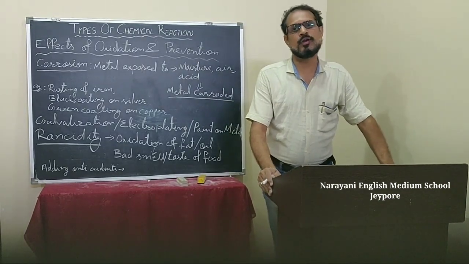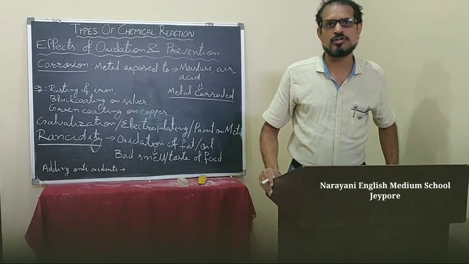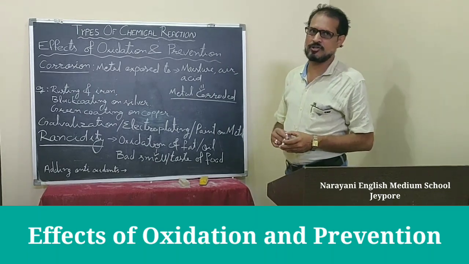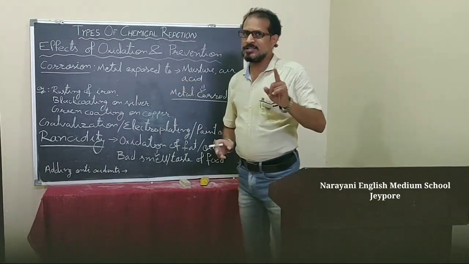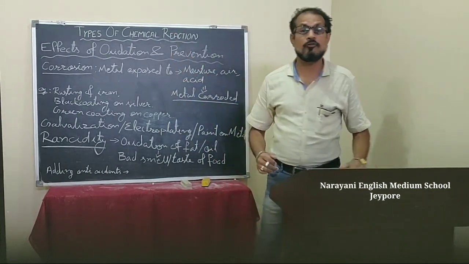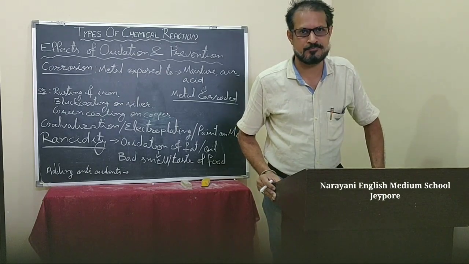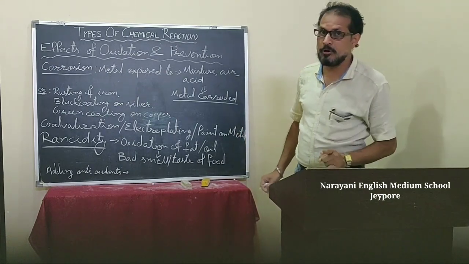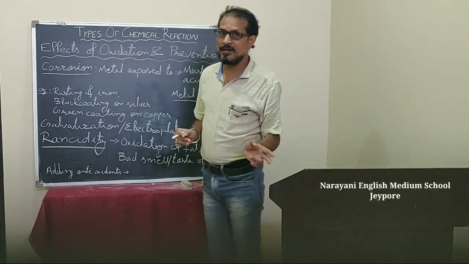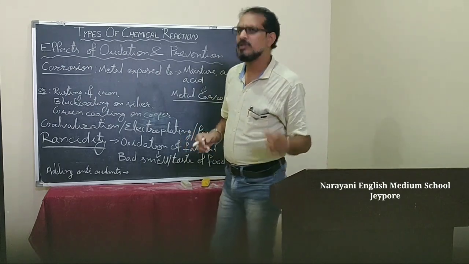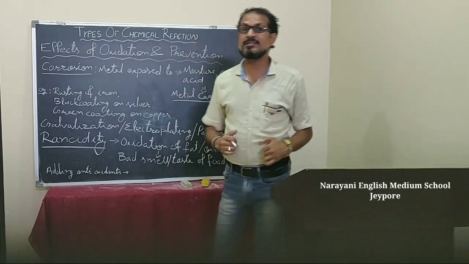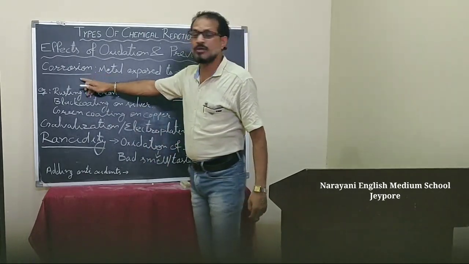So now today our last topic of this chapter 1, effects of oxidation and prevention. Now, oxidation we came across just before. Now, what are the effects of oxidation and how to prevent them? Oxidation, I have told you people already, is a reaction in which oxygen is added to the things. So here, some basic examples we came across in our daily life is corrosion.